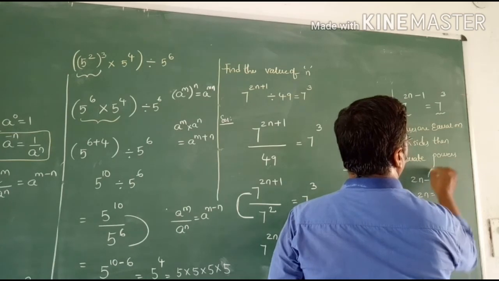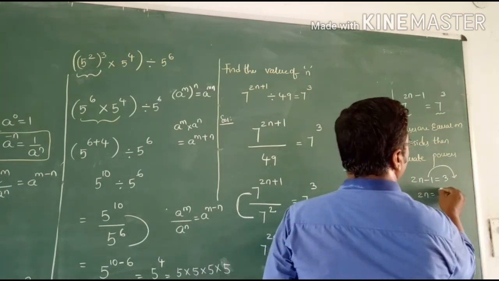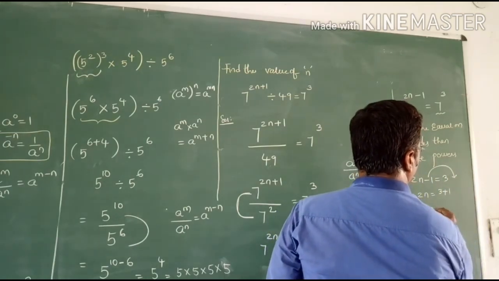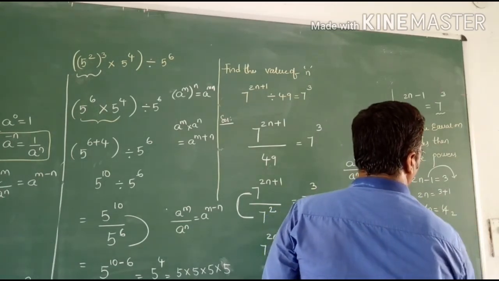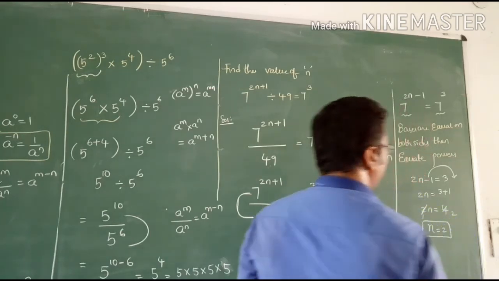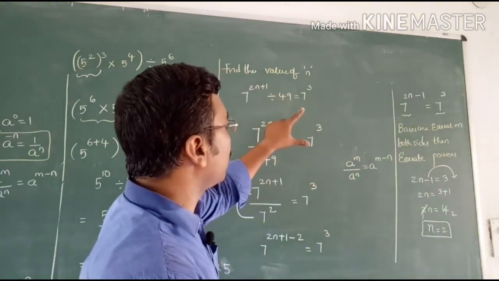2n is equal to, I am transposing this minus 1 to this side, so 3 plus 1. 2n is equal to 4. I am cancelling with 2, 2 ones are 2, 2 twos are 4. So n is equal to 2. So in this way we can find the value of n by using the laws of exponents.